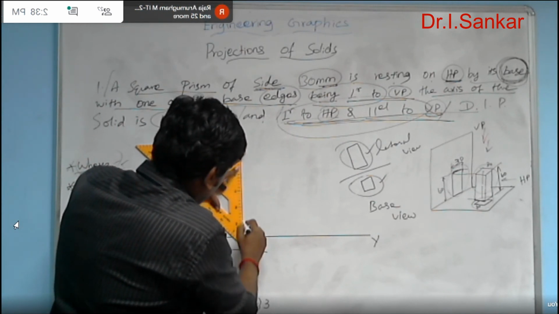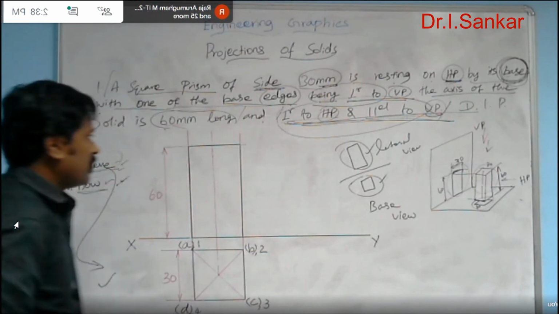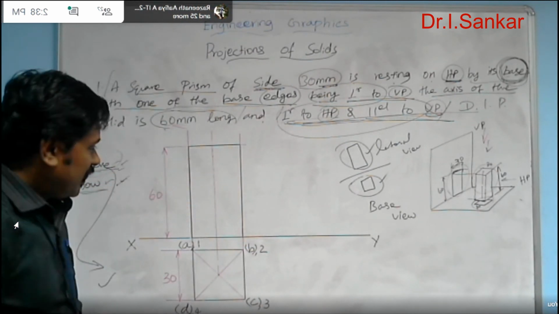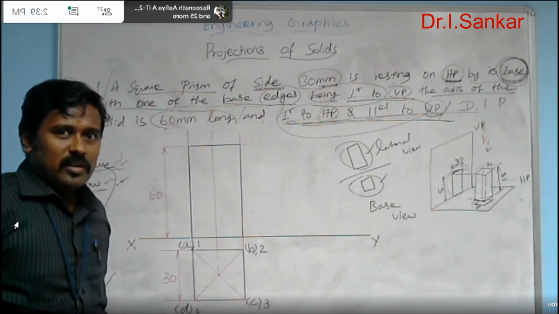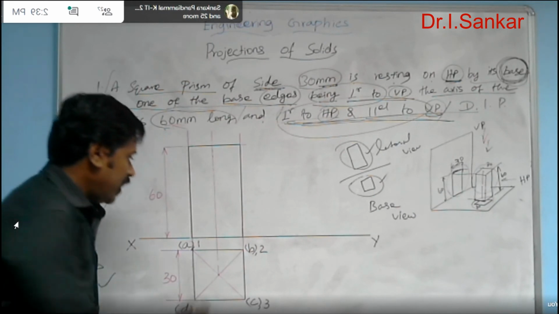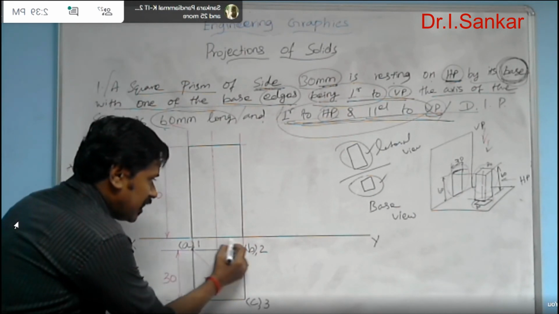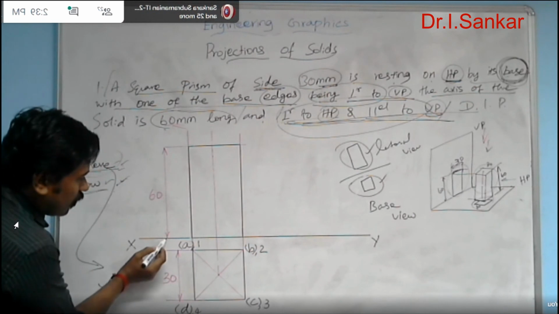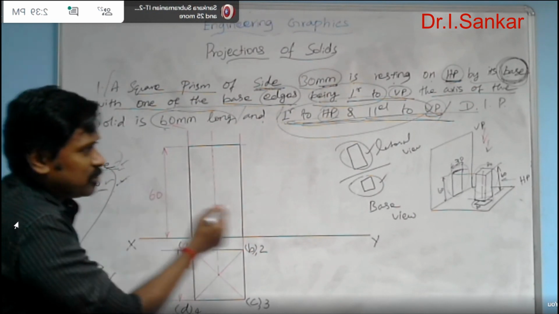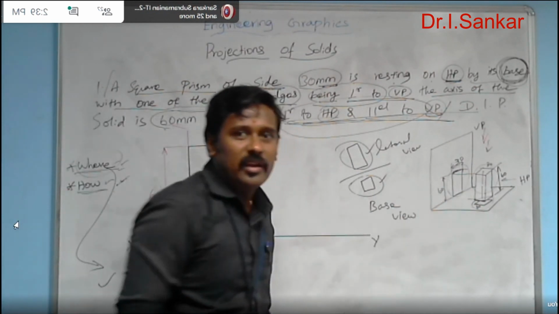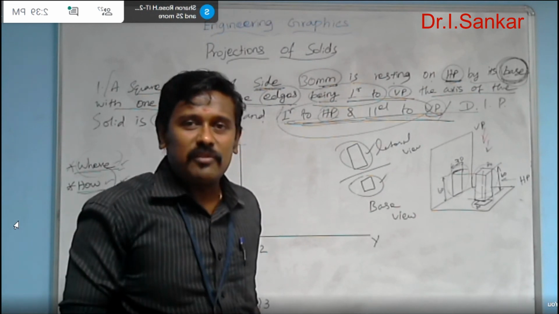That's it. This is nothing but the front view of your square prism. Why am I starting the drawing from the XY line itself? Why am I calculating the height from the XY line itself? Because it is standing on the XY line. It is not floating above the XY line with some distance.